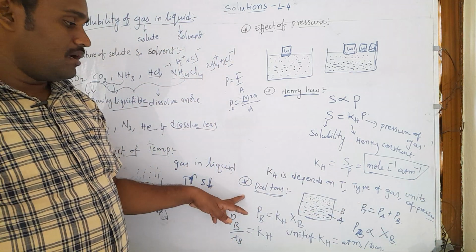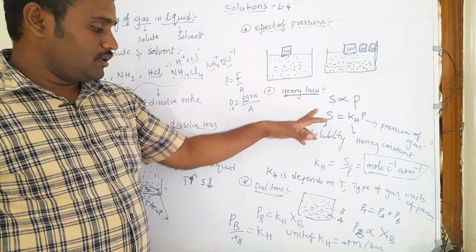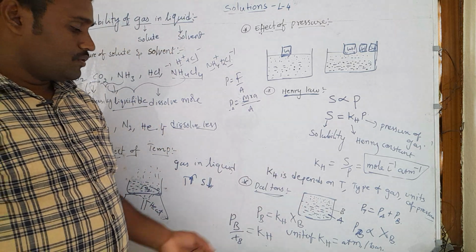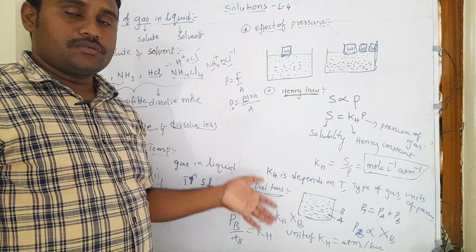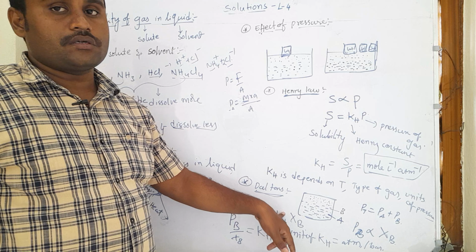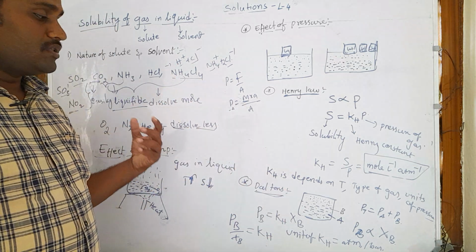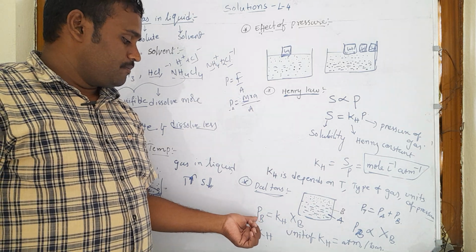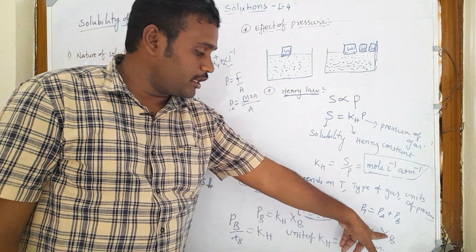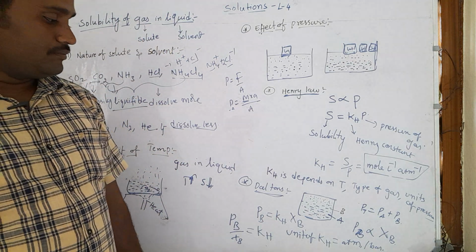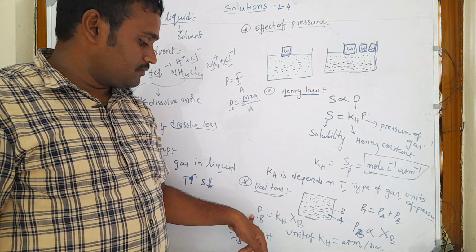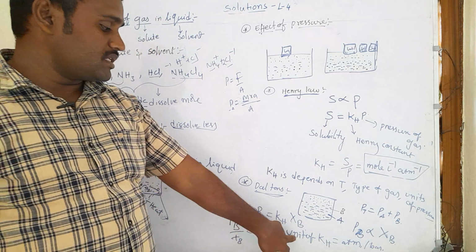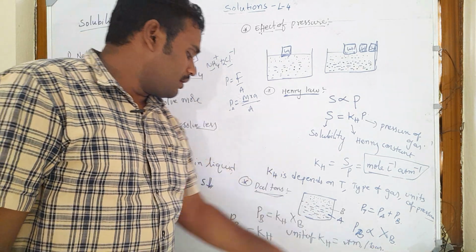Next, Dalton's law. Instead of solubility, here we are going to use mole fraction. What does mole fraction mean? It is one of the methods of expressing concentration. If you have any doubt, you can check my previous videos. Partial pressure is directly proportional to mole fraction. So partial pressure equals Kh into XB. Here Kh is again Henry's constant, and the units of Kh are atmosphere or bar.